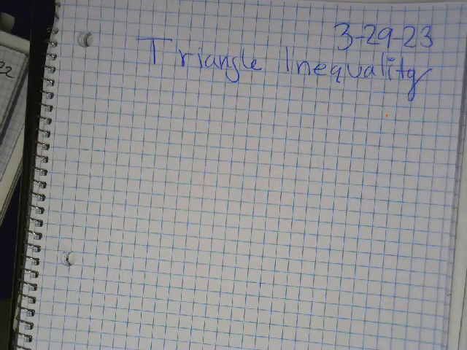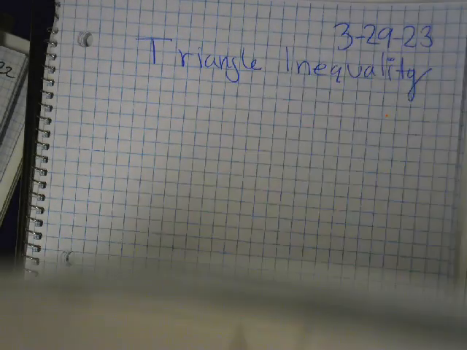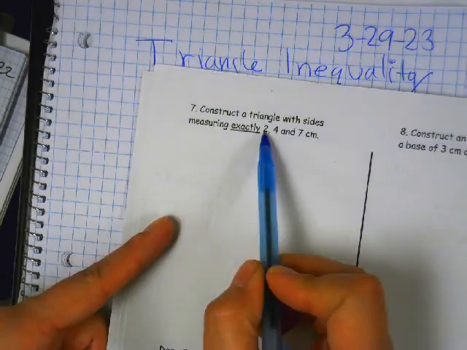Do you remember when we first started drawing with the compass that there was one triangle that did not connect? Remember, it was like two circles like this. It was actually number 7. It had a 2 and a 7 in there. And the reason it did not connect was because of the triangle inequality theorem. These are sides, so measures 2, 4, and 7.